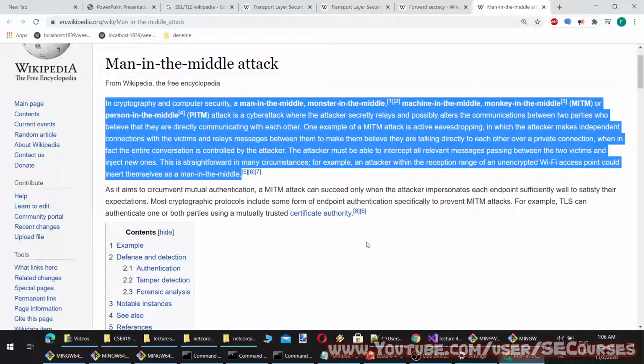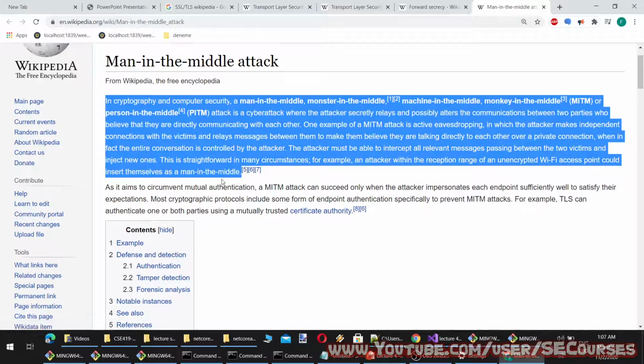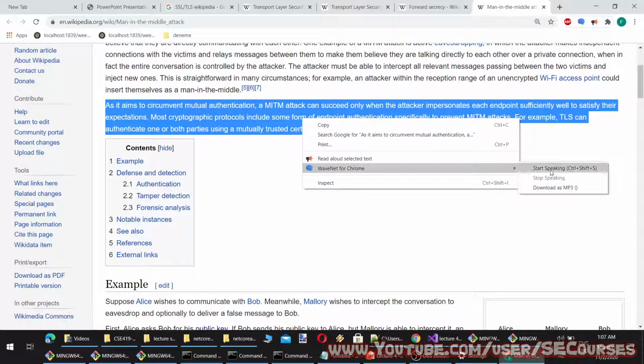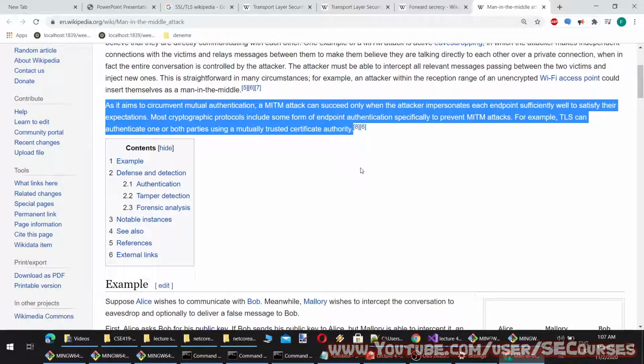The attacker must be able to intercept all relevant messages passing between the two victims and inject new ones. This is straightforward in many circumstances. For example, an attacker within the reception range of an unencrypted Wi-Fi access point could insert themselves as a man in the middle. As it aims to circumvent mutual authentication, a MITM attack can succeed only when the attacker impersonates each endpoint sufficiently well to satisfy their expectations.